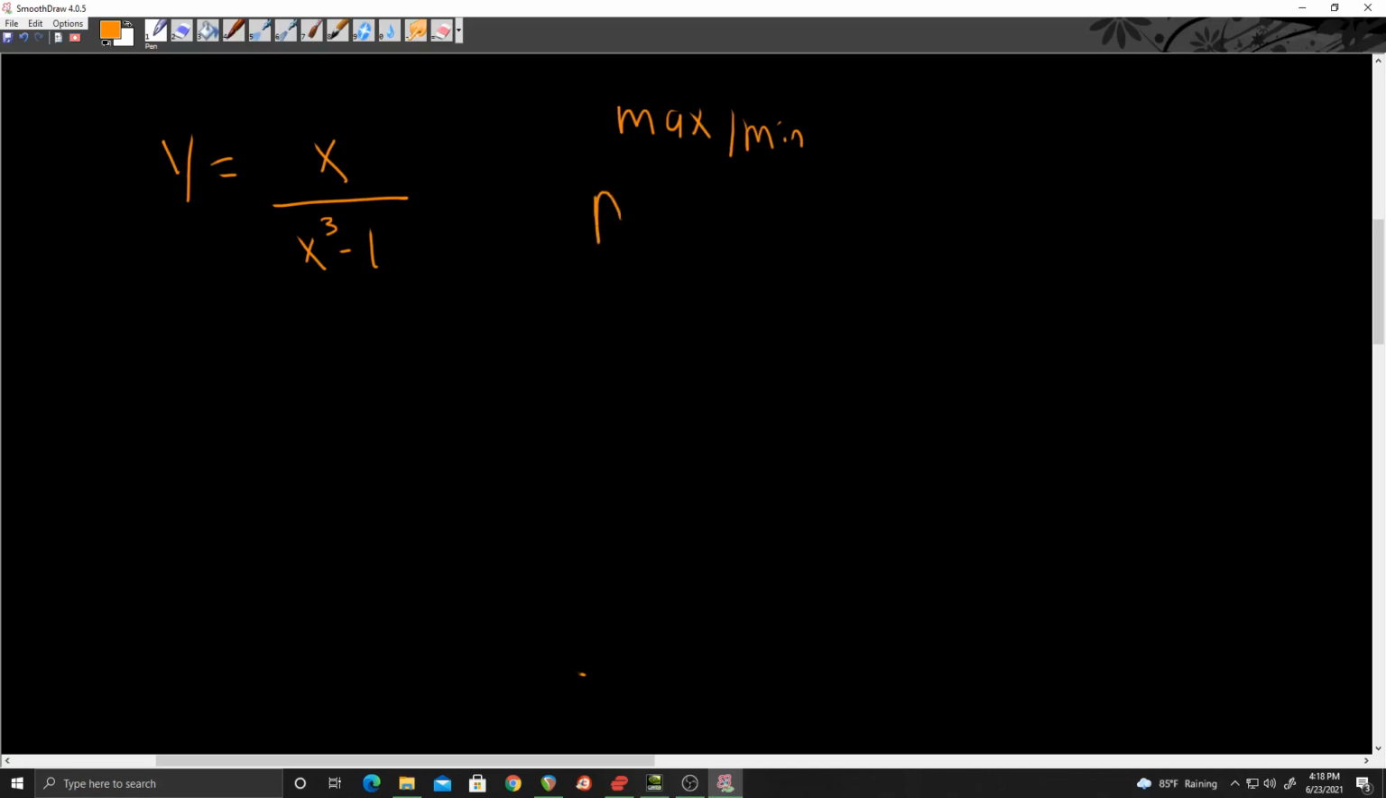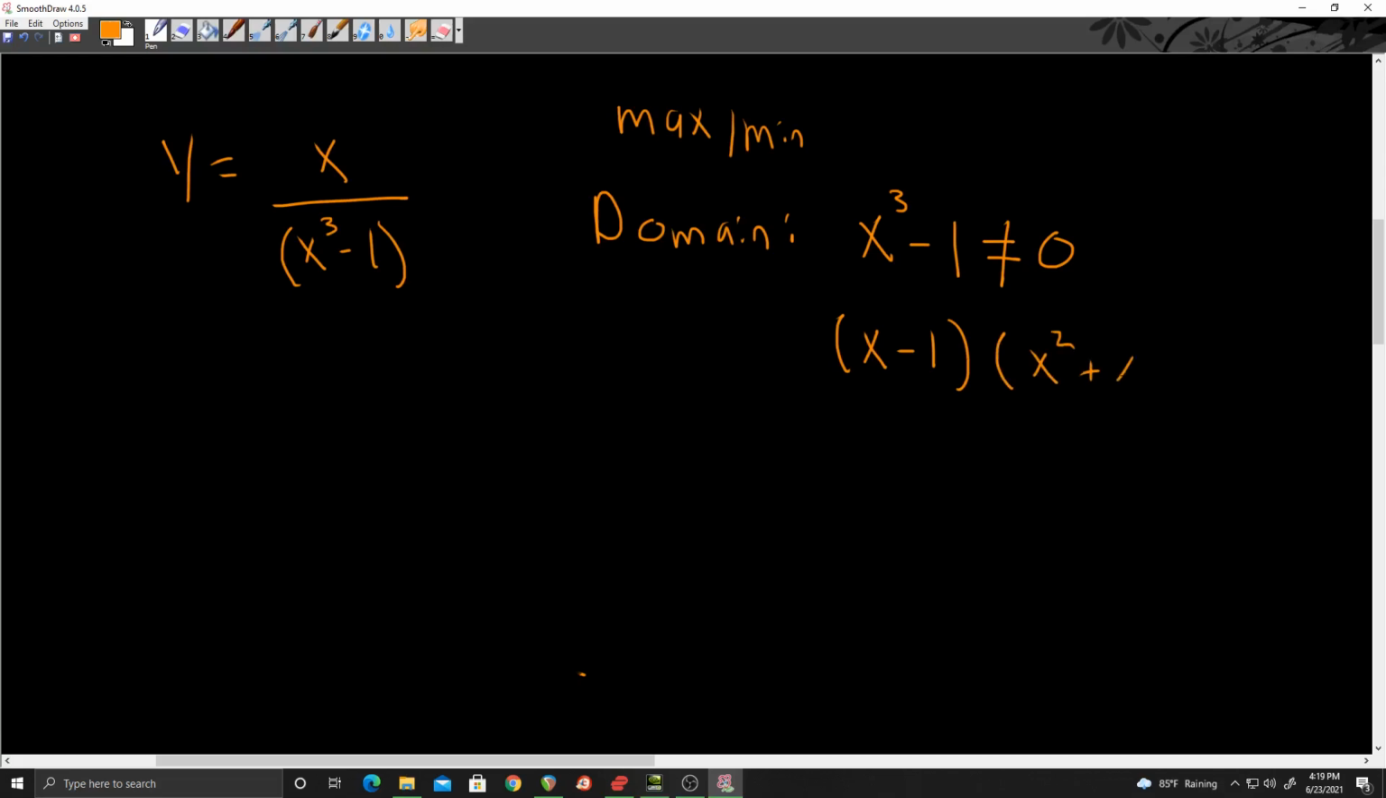So the domain is helpful. If they don't give you one, it's good to find it. Here we have something in the denominator, and we know we cannot have a 0 denominator. So we're going to take x cubed minus 1 and set that not equal to 0. We may remember how to factor a difference of two cubes. We find the cube root of each term, then square the first one, plus multiply the two together, and then square the last one. If not, please go through this yourself and make sure you understand it's the case.